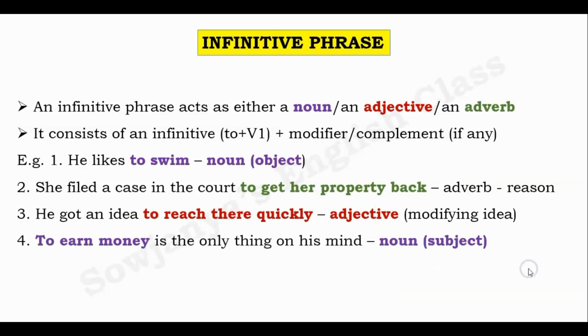To earn money is the only thing on his mind. To plus earn, that is an infinitive. To earn money. What is the only thing on his mind? To earn money. So here it is acting as a subject.